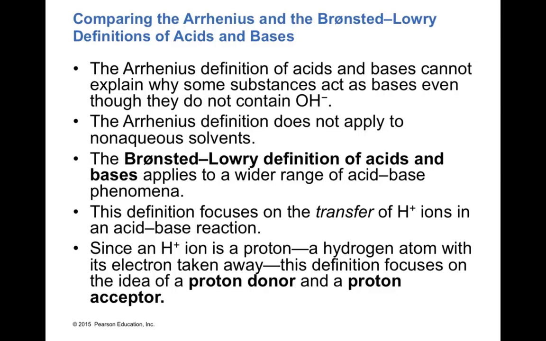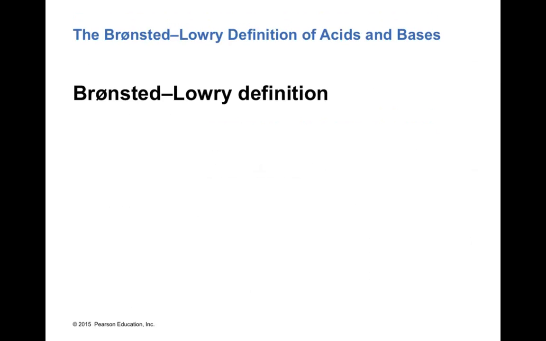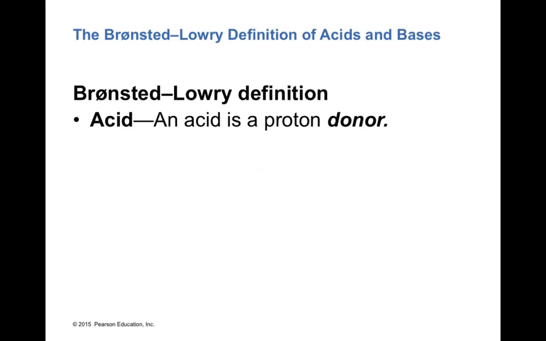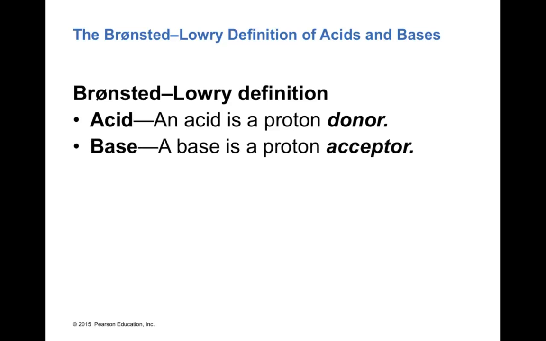Because we're transferring protons, one is going to give that proton. So that one is known as the proton donor. And the one that is going to accept that proton is known as the proton acceptor. So by definition, the Brønsted-Lowry definition of an acid is a proton donor and a base is a proton acceptor.